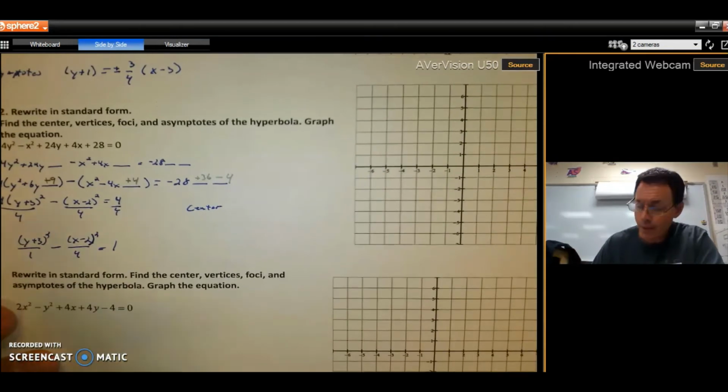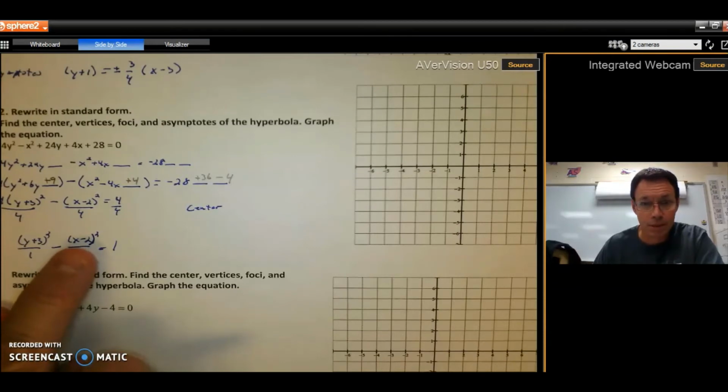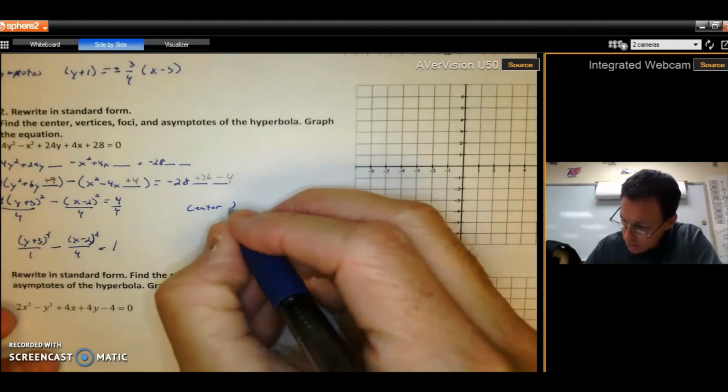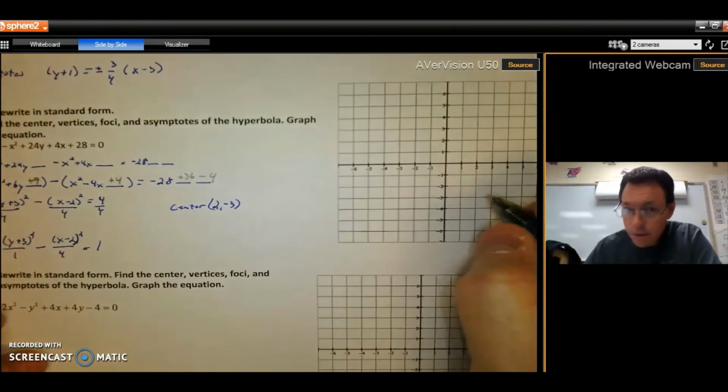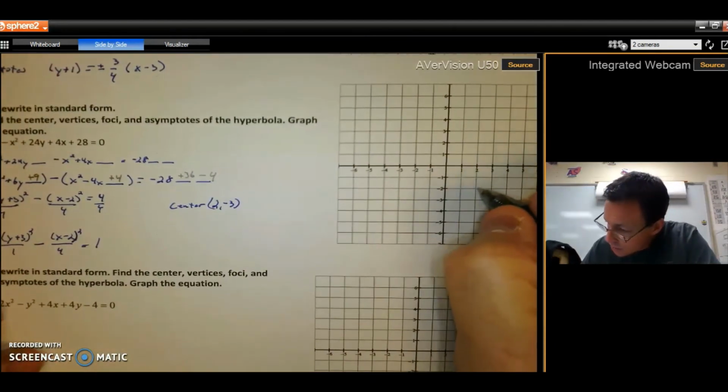Be careful. The center is 2. Remember, we have to look at the x value first, kind of like we did with the parabola. So make sure you find your x first. So it's going to be 2, negative 3. 2, 1, 2, 3.